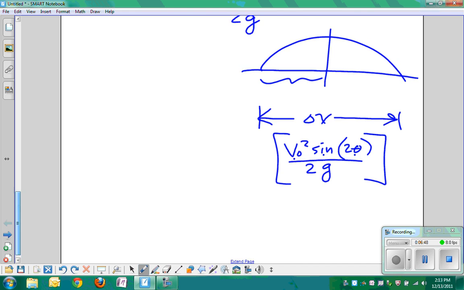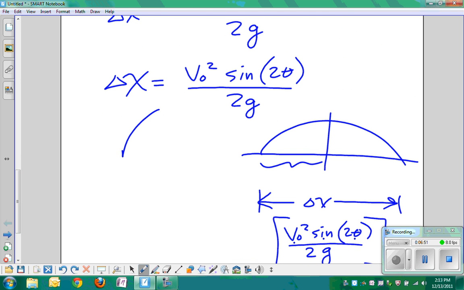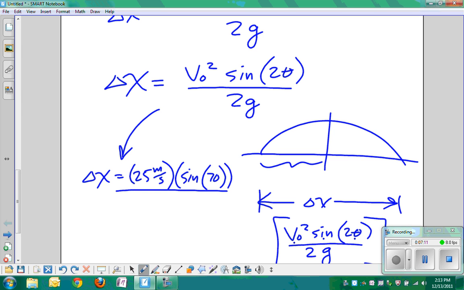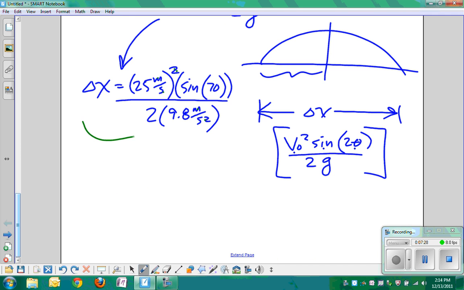So now let's go back up here and plug in the numbers that we had for that. So our delta x, that's the distance the fireman wants to stand away from the wall, is going to be equal to, V naught is 25 meters per second. We're going to square that, times the sine of 2 times 35 degrees, which is 70 degrees, divided by 2 times 9.8 meters per second squared. And whoop, got a squared, and I knew that because I was doing a dimensional analysis. We got meters squared per second squared divided by meters per second squared yields meters. So we got what we want right there.